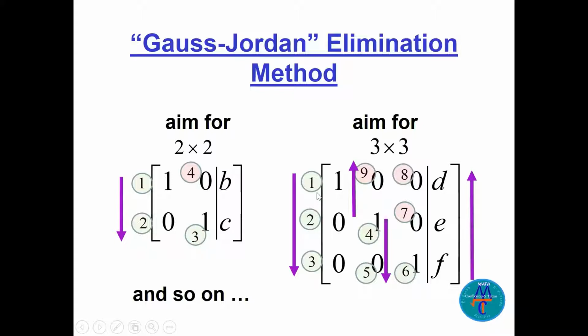3x3 is the same. I start here, 1, 2, 3. See these green colors, 1, 2, 3, 4, 5, 6. These are the Gaussian steps. I have to add 3 more. After this one, in step number 6, I change this number here, step number 7, change it to 0. This number, change it to 0. Step number 8, step number 9, change this number to 0. Then I have ones on the main diagonal. You see that? Zeros elsewhere. Then this is x, and this is y, and this is z.